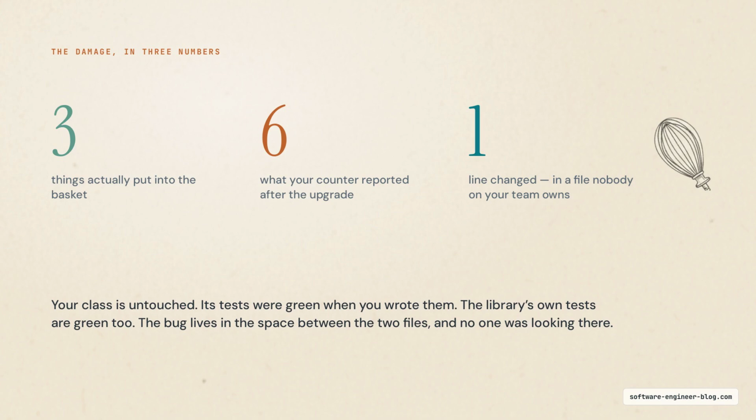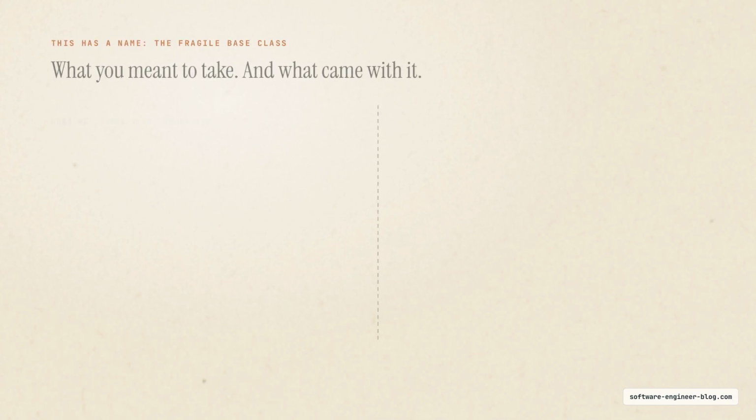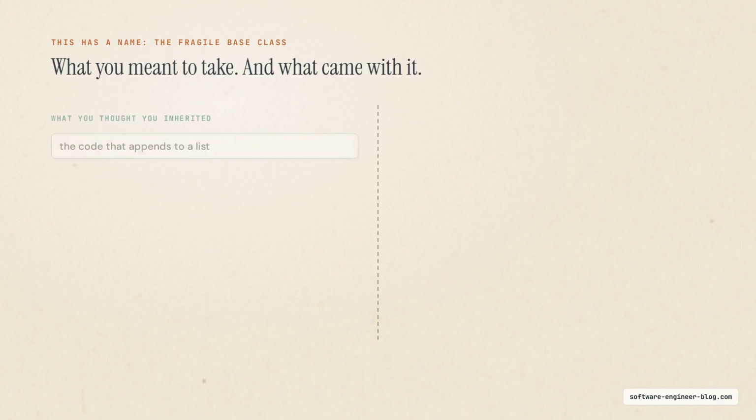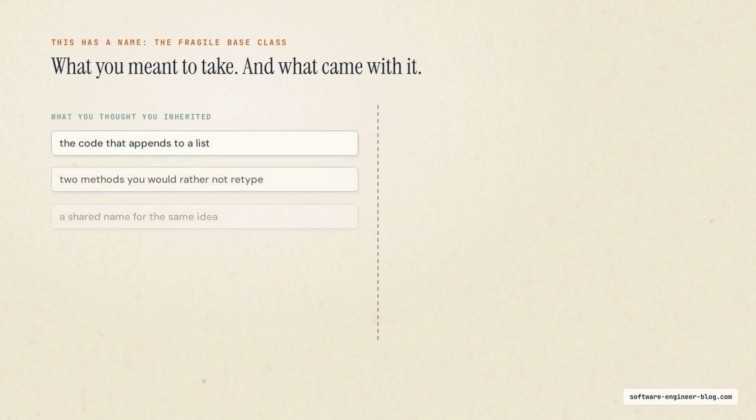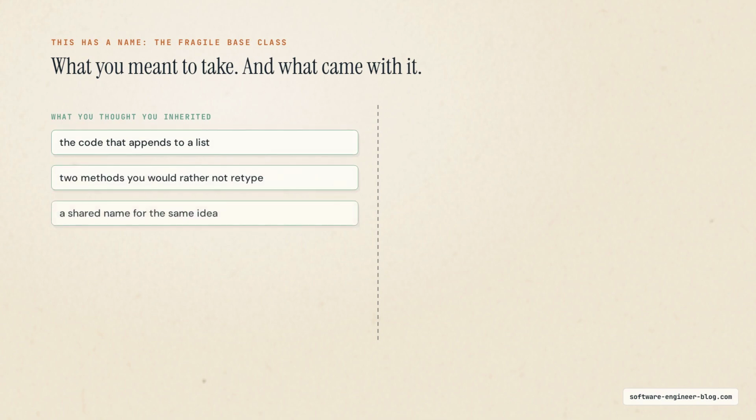It lives in the space between them, and there is no test suite in the world that watches that space. This has a name. It is called the fragile base class problem, and it is one of the oldest known traps in object-oriented programming. Here is the mismatch that causes it. What you thought you were inheriting: some code that appends to a list, 2 methods you would rather not retype, a shared name for the same idea.